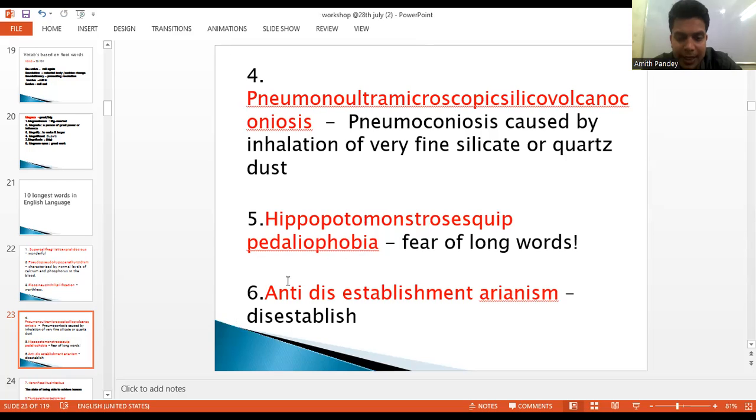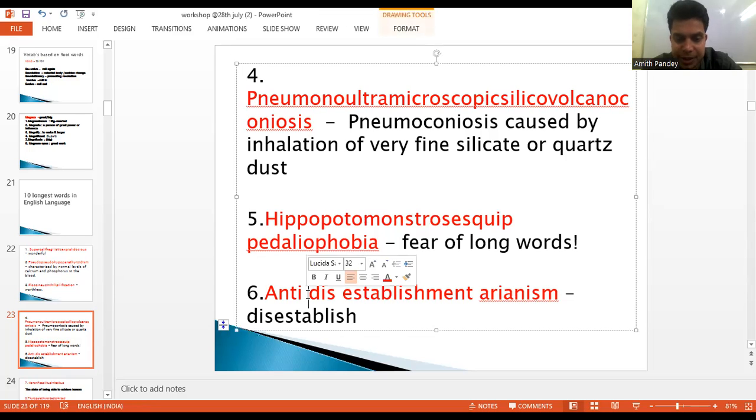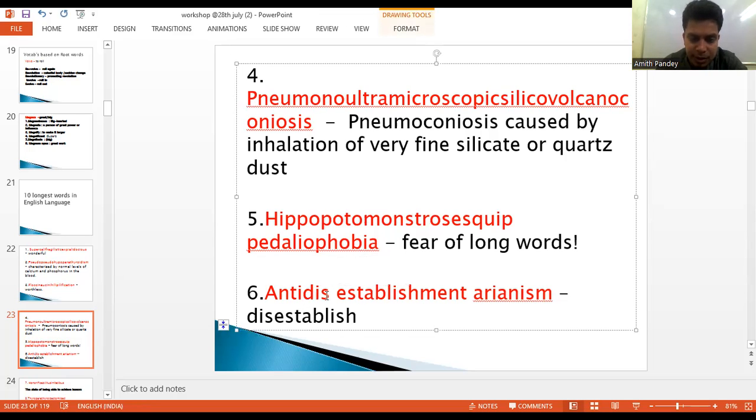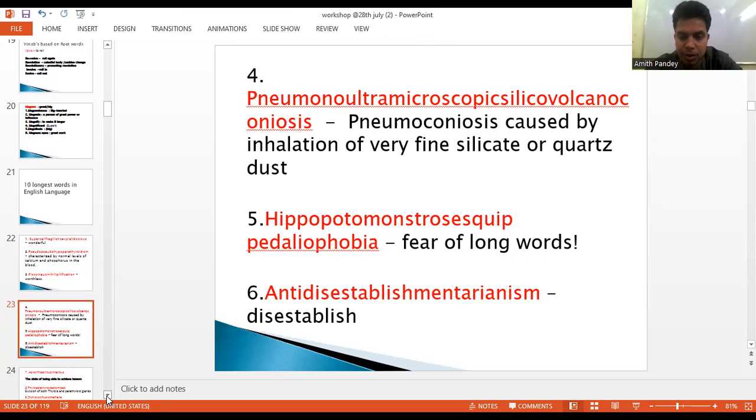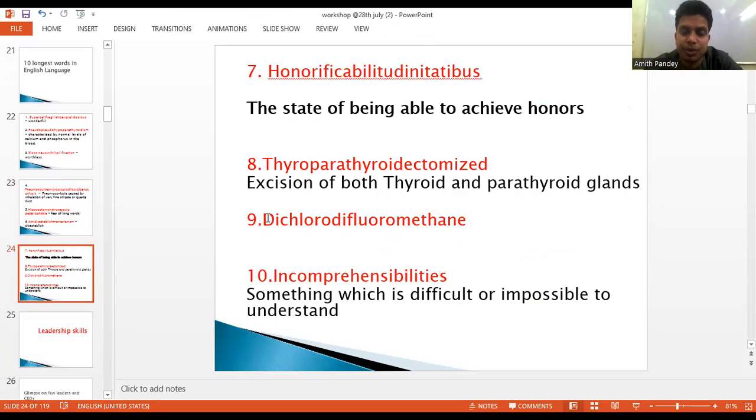Next we have anti-disestablishmentarianism. I have just divided it into syllables, but actually it is one word. And it means to de-establish. As we say that he has established a school, but to say that he has disestablished, it means he has removed it.